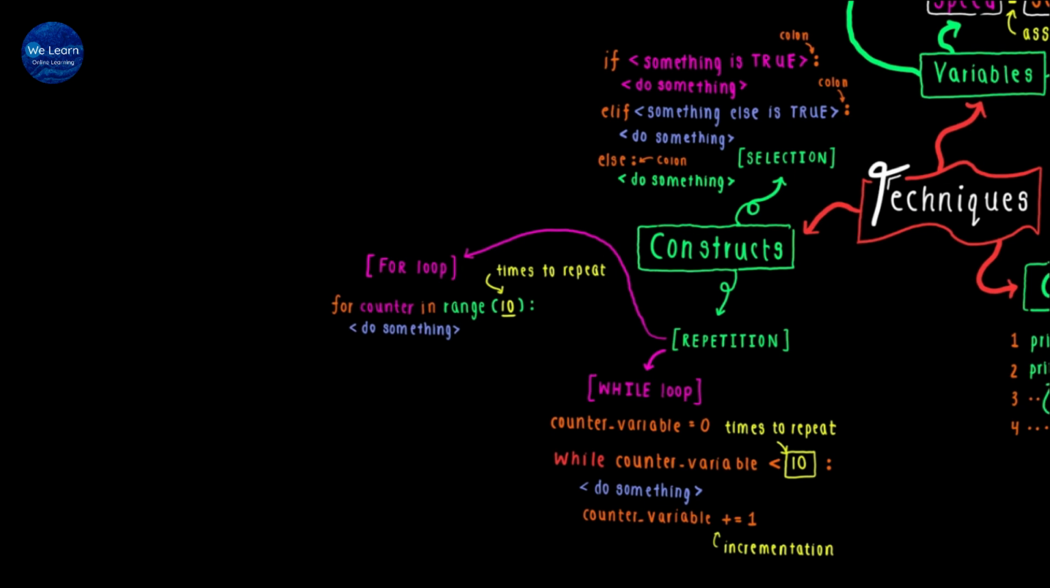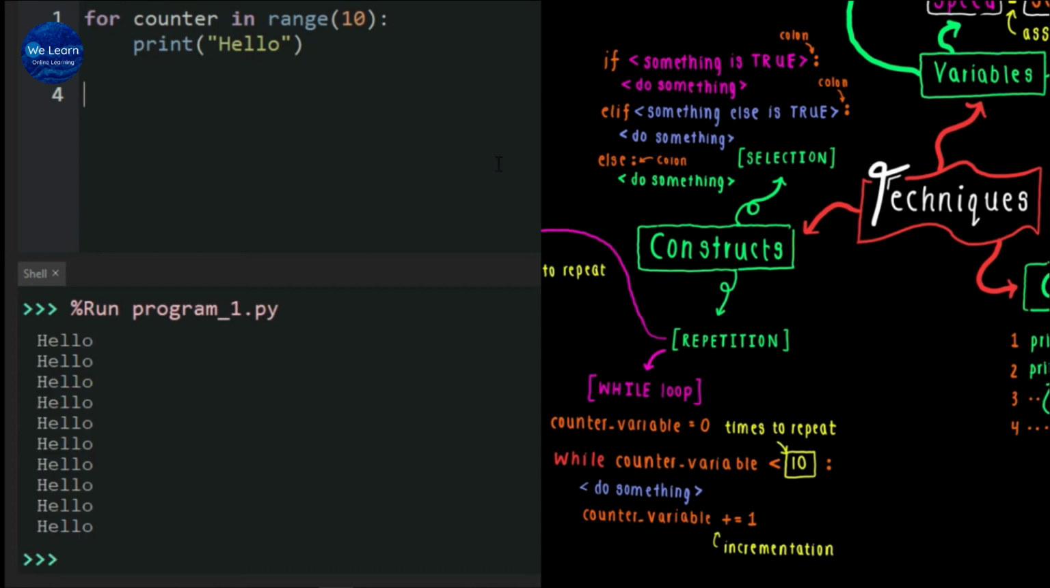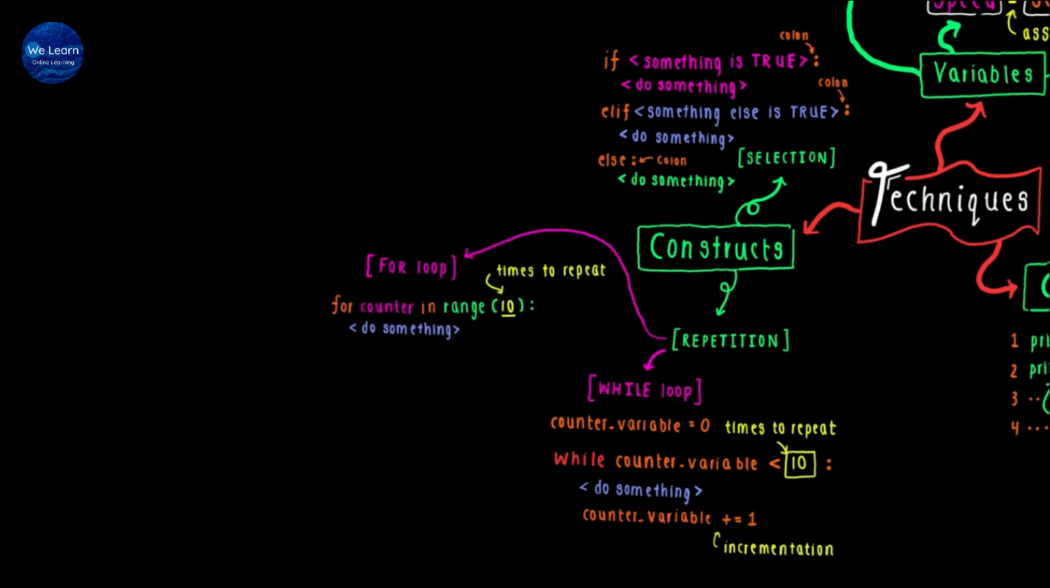I'll show this to you in Python. I can do for counter in range 10, print hello. This would achieve the exact same thing as we did in the while loop, but you avoided 2 lines of code where you had to declare the variable and increment the variable. That is already done in the for loop. If I run this, you get hello printed 10 times.